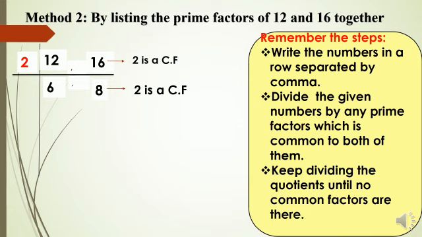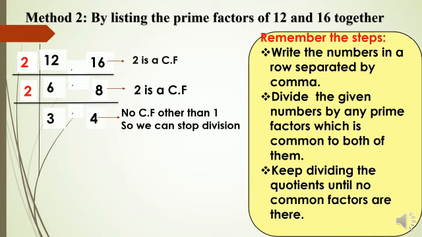Let us divide 6 and 8 by 2. 6 divided by 2 is 3. 8 divided by 2 is 4. Is there any common factor for 3 and 4? No. There is no common factor for 3 and 4 other than 1. So, we can stop division. Then what is LCM? LCM is 2 into 2 into 3 into 4. It is equal to 48.